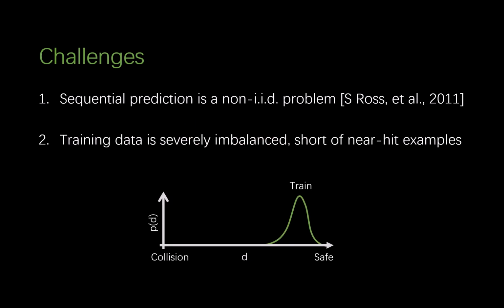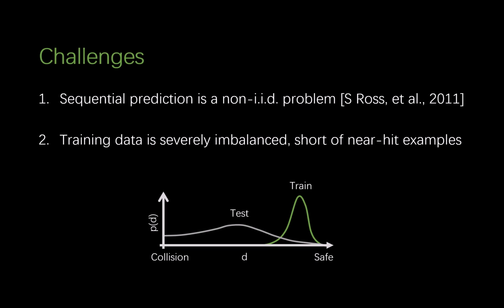Number 2. Training data is often severely imbalanced and lacks near-accident examples. Consider human motion forecasting as an example. Existing real-world datasets usually come from natural observations, where pedestrians may constantly stay in the safe regime, as shown on the right side of the figure, and rarely enter dangerous regions, measured by the separation distance between agents. The combination of these two sources poses a significant challenge.